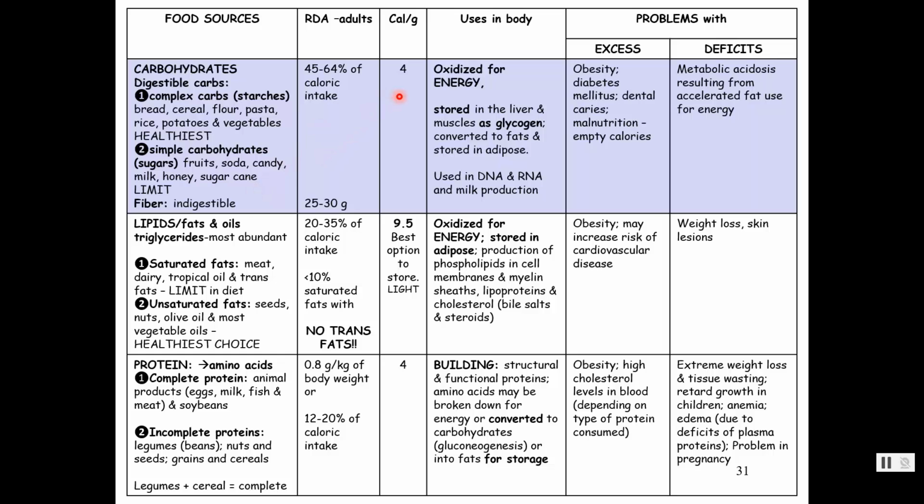Remember, this really isn't going to be a storage molecule long term like fat is, but we can store our carbohydrates as glycogen, and that's going to be stored in liver and skeletal muscles. And if we have excess, we can convert that to fat. As far as uses in the body, we do use ribose and deoxyribose, and also when a woman makes milk, that's also going to take sugars. We talked about the excesses, so diabetes mellitus, cavities, malnutrition, and then deficits, metabolic acidosis resulting from accelerated fat usage for energy, particularly in someone with untreated diabetes.